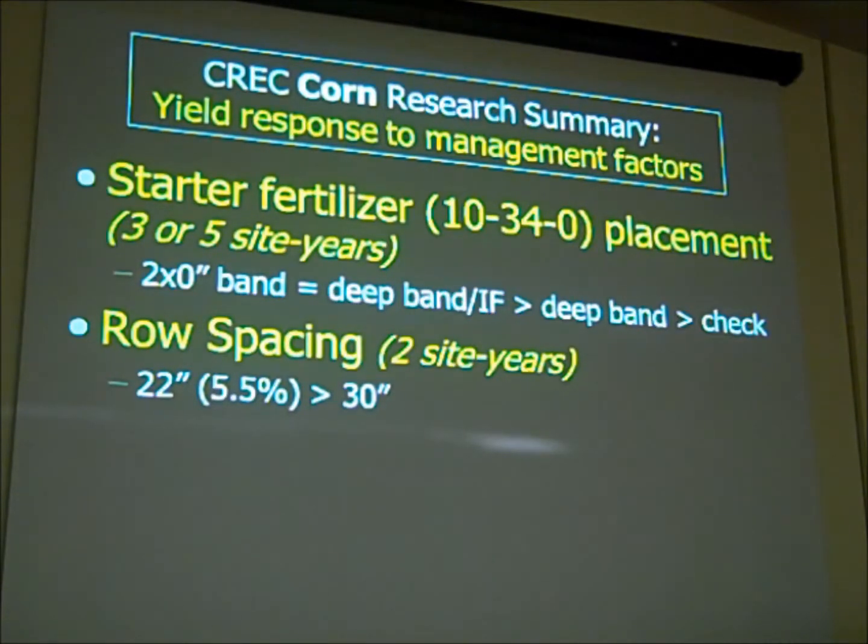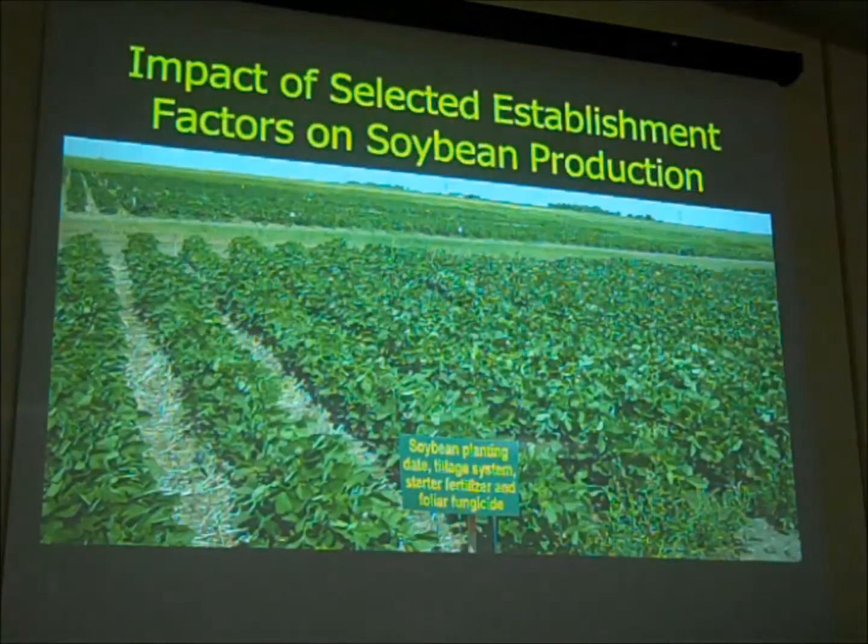And then here's the numbers on the row spacing. But again, it's limited data. On soybean, we've been doing a fair amount of work through the years, building an establishment database, and including this last year's trial. And in the current year's work, we were looking at the factors that are listed on the slide. I'm not going to go through all those. There'll be other times for that.